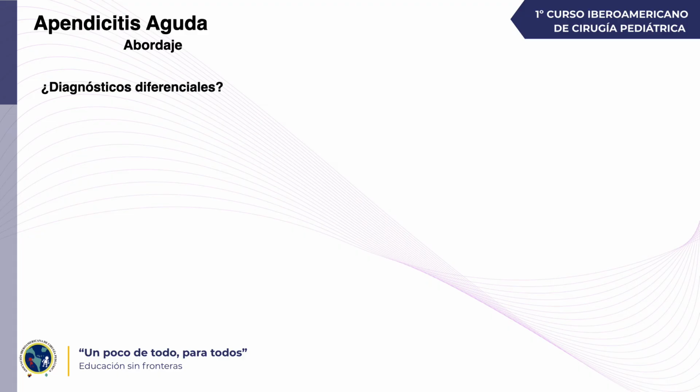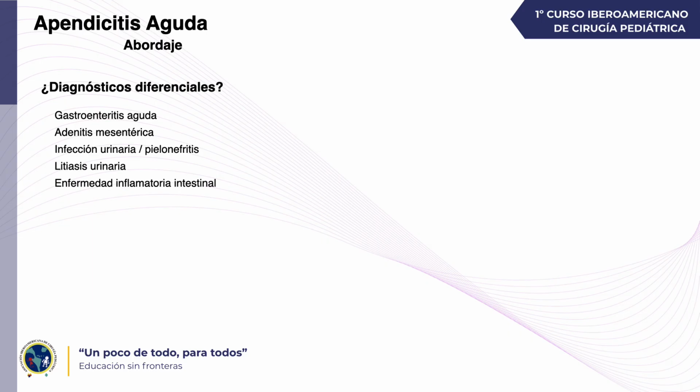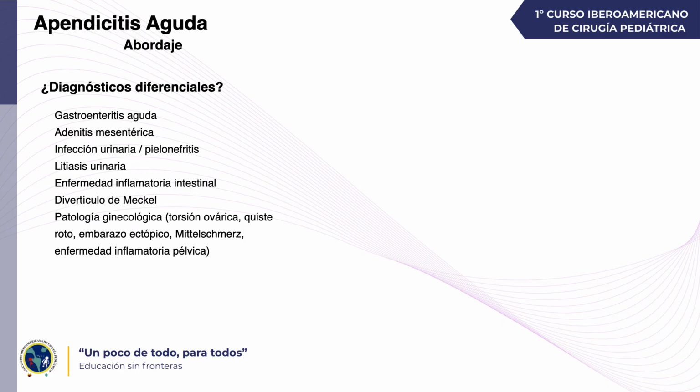What else mimics appendicitis in kids? Well, most often we have gastroenteritis and mesenteric adenitis. They are the big two. But then some urinary causes, some inflammatory bowel disease, Meckel diverticulitis can be mimicking appendicitis, and we must never forget it. And in adolescent girls, it's good to remember ovarian torsion, ruptured cysts, ectopic pregnancy, and don't forget, in some kids, when the age is accordingly, intussusception or severe constipation can be the cause of the kid's pain.